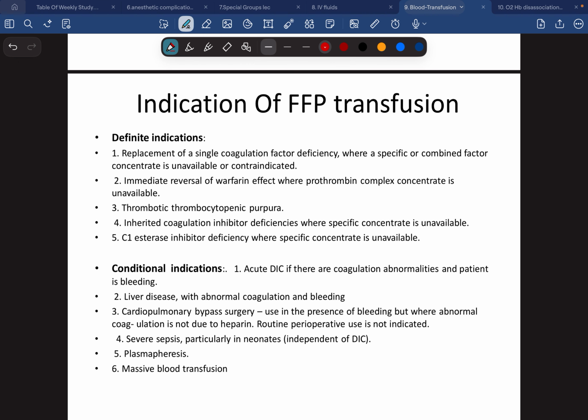Conditional indications: acute DIC, if there are coagulation abnormalities and the patient is bleeding. Do you know what DIC is? Disseminated intravascular coagulation. What happens with it? Thrombosis in the microvasculature. Yes, it happens intravascularly. So there are clots forming, consuming all the clotting factors, enhancing bleeding tendency. So at the same time, there's clotting happening and there's bleeding tendency. One of the management options is FFP.